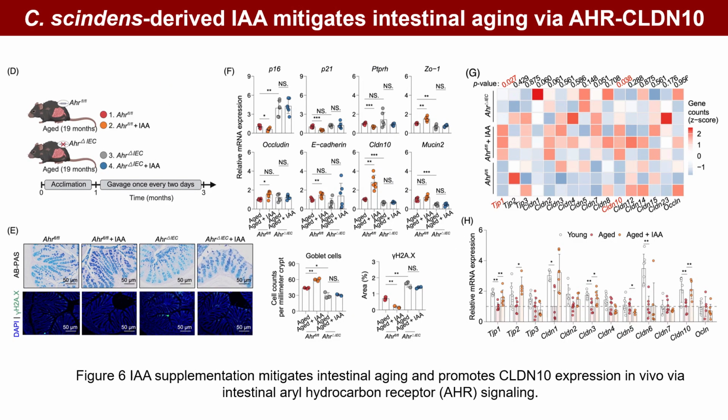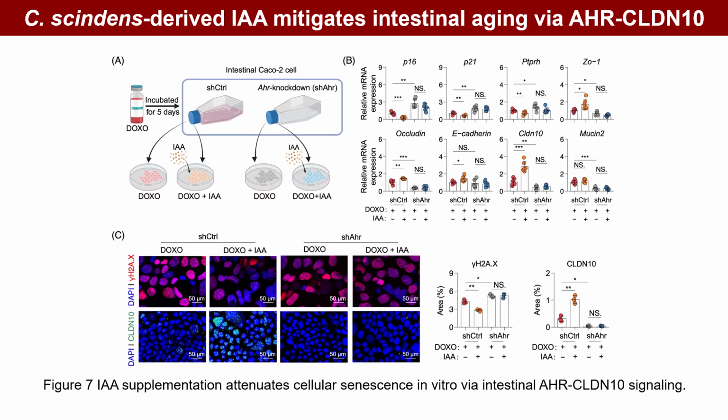Given that IAA is an endogenous ligand of AHR, the authors used intestinal epithelial cell-specific AHR knockout mice. In these mice, IAA failed to significantly improve intestinal aging phenotypes, indicating that its protective effect depends on AHR. In vitro experiments using senescent intestinal cells confirmed that IAA alleviated barrier dysfunction and DNA damage in an AHR-dependent manner.